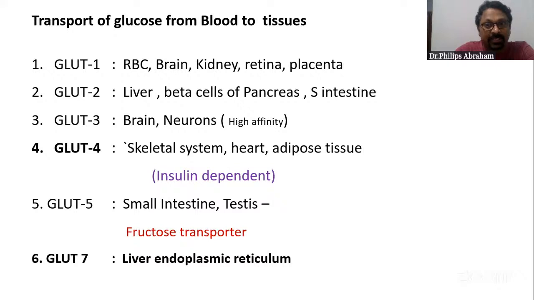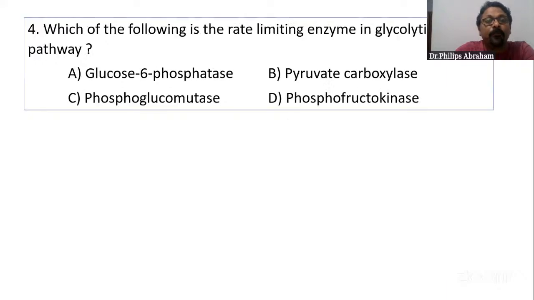Again, the question was an exception, so you can understand the question now. Now I hope you will be able to answer it. Fourth question: which of the following is the rate limiting enzyme in the glycolytic pathway? We have 4 options. Of course, only D comes under glycolysis, phosphofructokinase.